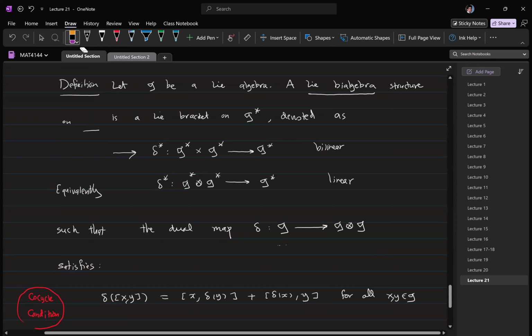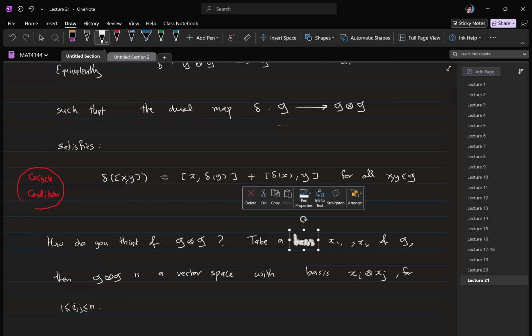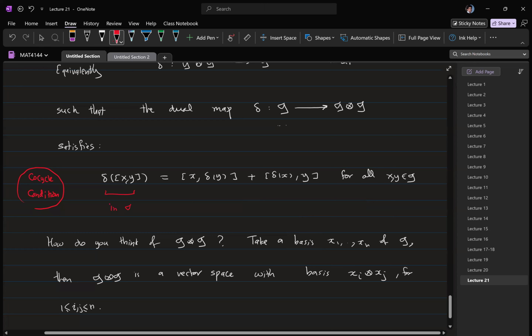So now let's see what this cocycle relation means. That also requires a bit of interpretation. On the left-hand side, what do I have? I apply delta to some element of the Lie algebra G because I'm taking the bracket of two things in G. So this is in G tensor G. This is some vector which is a linear combination of those xi tensor xj's. What about this? What does this mean? Well, delta y is in G tensor G. How can I take the bracket of this with something in G? Does it even make sense? So I have to define it. It doesn't make sense a priori.